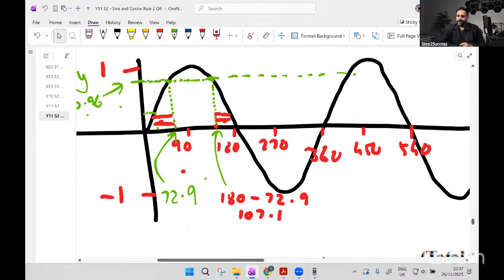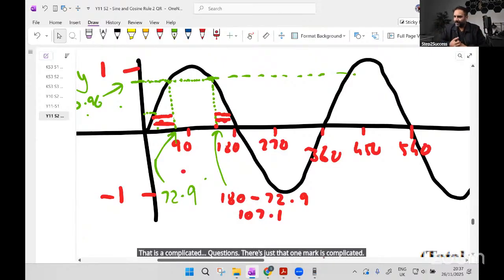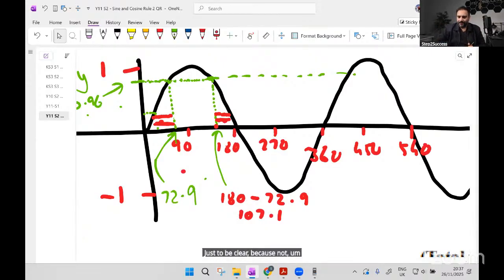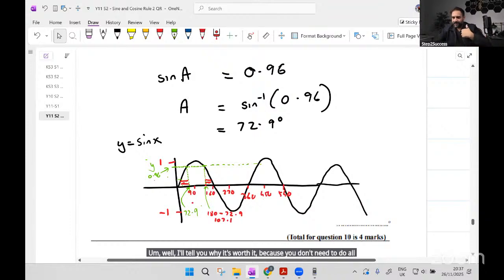That is a complicated question. It's just that one mark is complicated, just to be clear. It is not anything else. Well, I'll tell you why it's worth it, because you don't need to do all of that. Just do what I'm about to tell you.